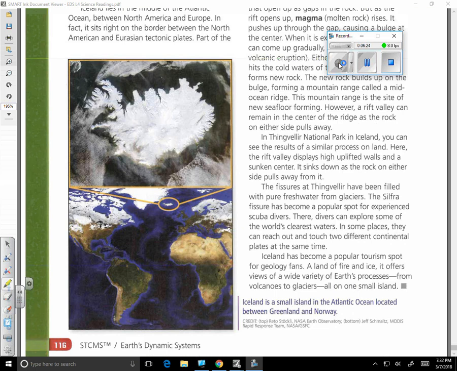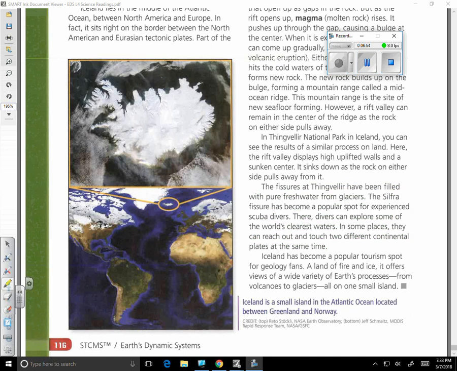The fissures at Thingvellir have been filled with pure fresh water from glaciers. The Silfra fissure has become a popular spot for experienced scuba divers. There, divers can explore some of the world's clearest waters. In some places, they can reach out and touch two different continental plates at the same time.